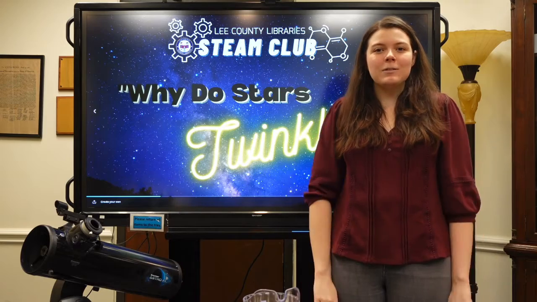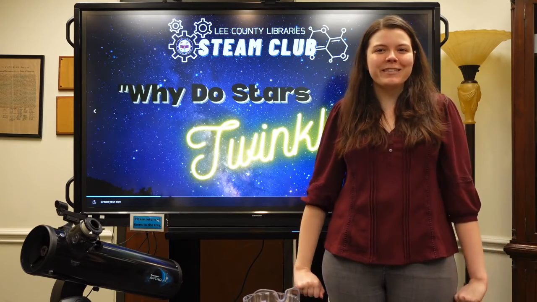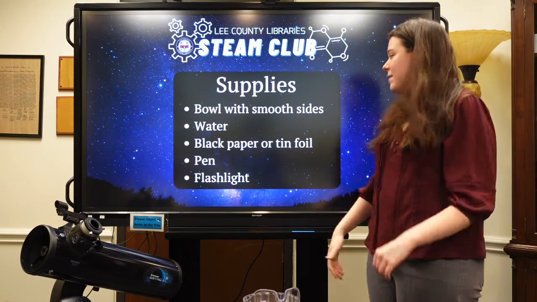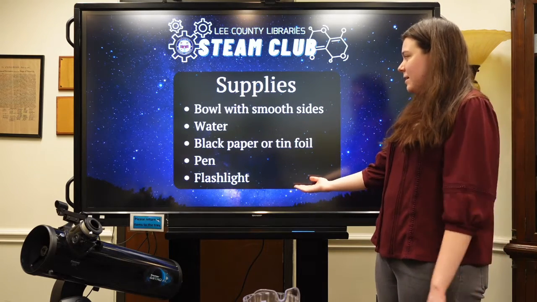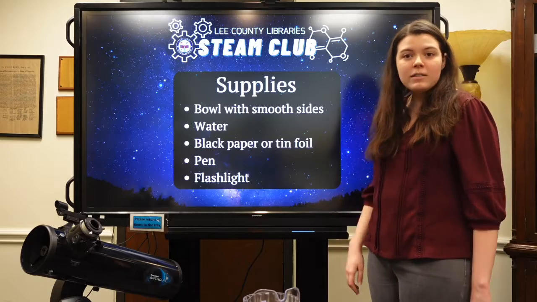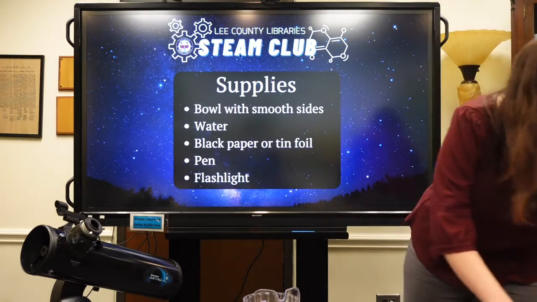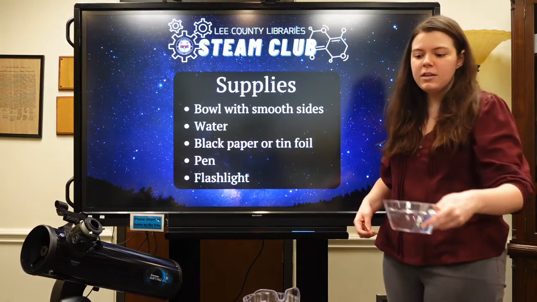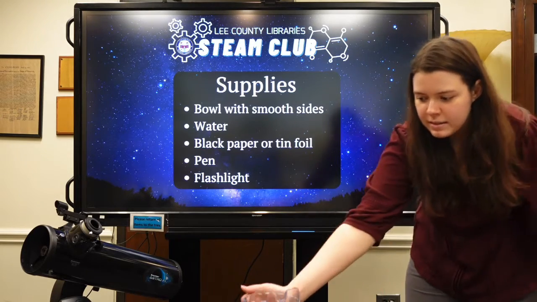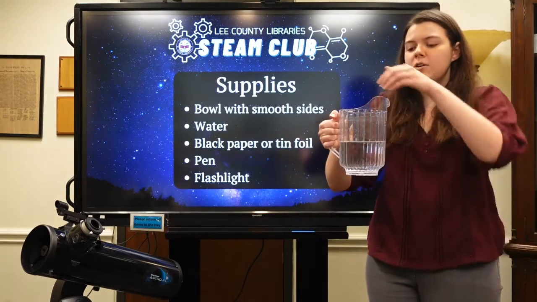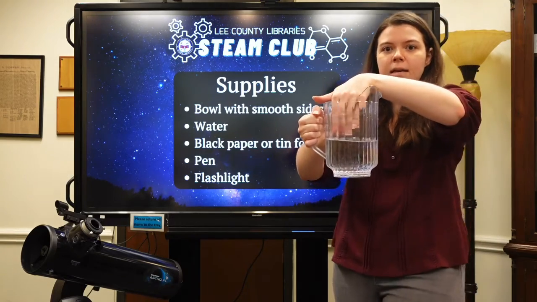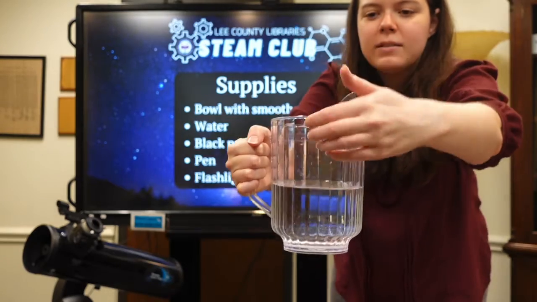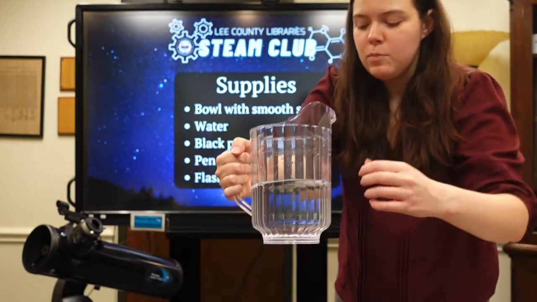So let's do a little experiment to see how this works. If you're going to do this experiment along with me at home, these are a list of the things that you're going to need. You're going to need a bowl with smooth sides, just like I have here. Make sure that you don't get something like this pitcher that has these bumpy sides, because you might be able to notice that when I put my hand in this one, my fingers look kind of distorted, and that's just because the bowl isn't smooth.